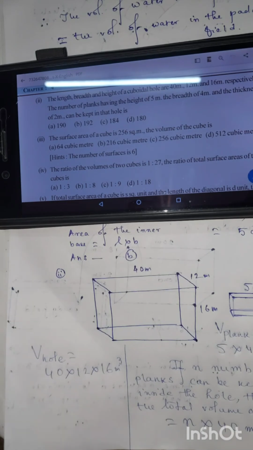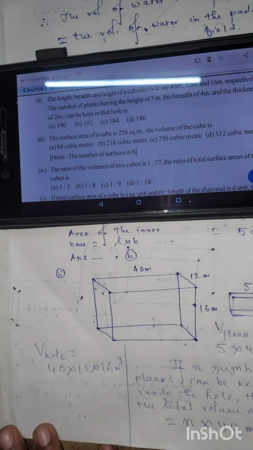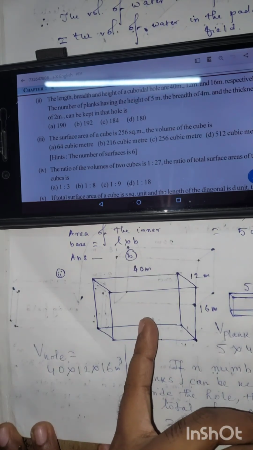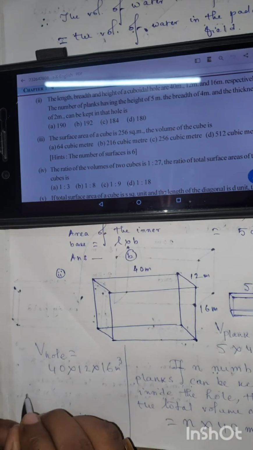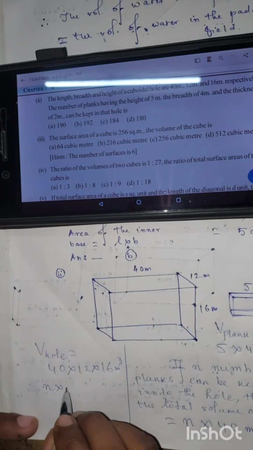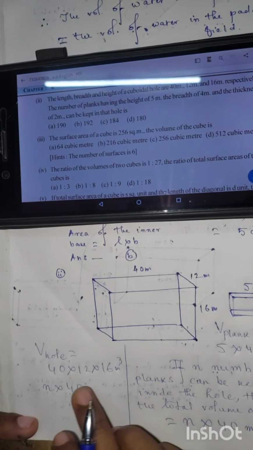So we can easily say that this volume should be equal to this volume because n number of planks are kept inside the hole. That is why the total volume of planks should be equal to the volume of the hole. Therefore, n into 40, this quantity should be equal to this quantity.